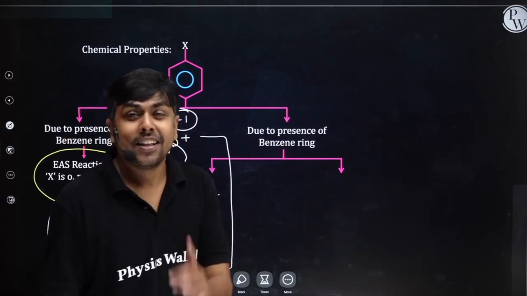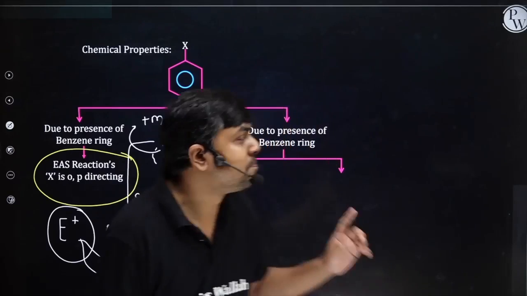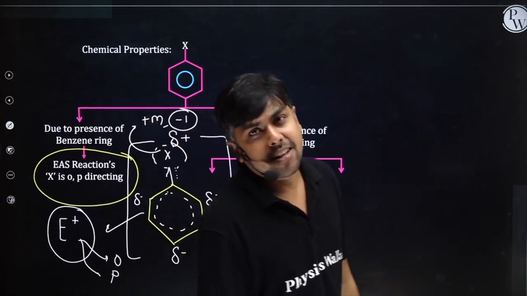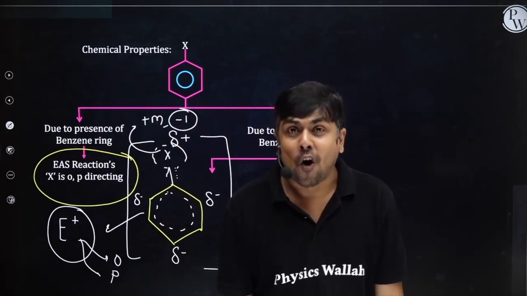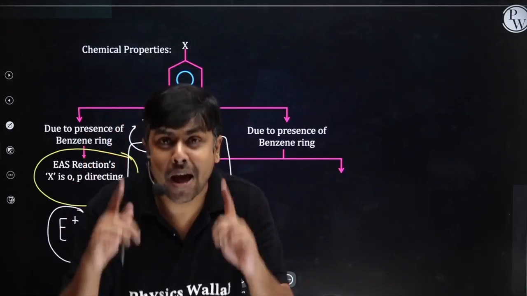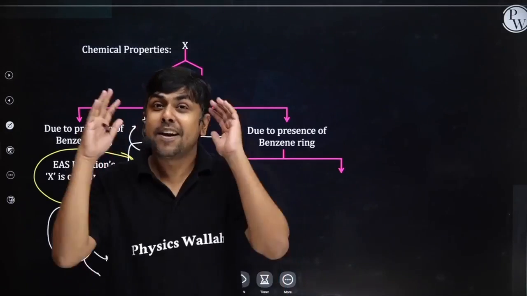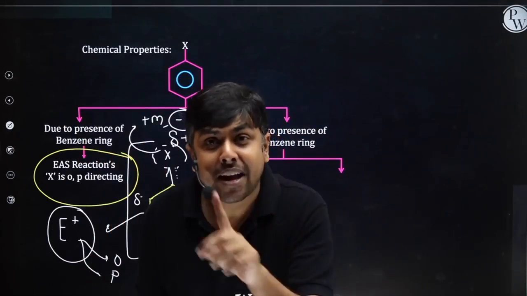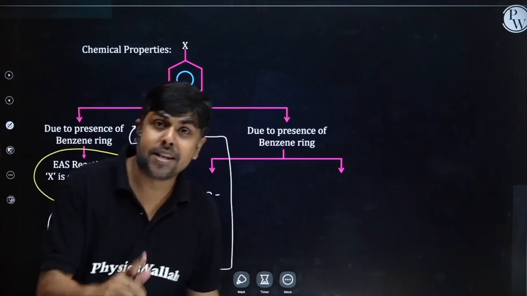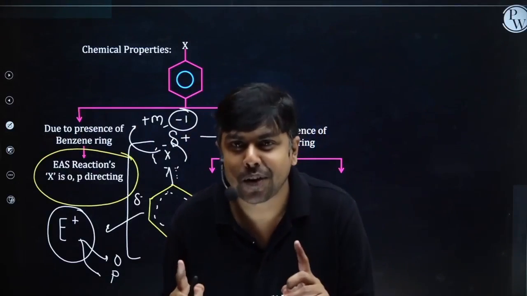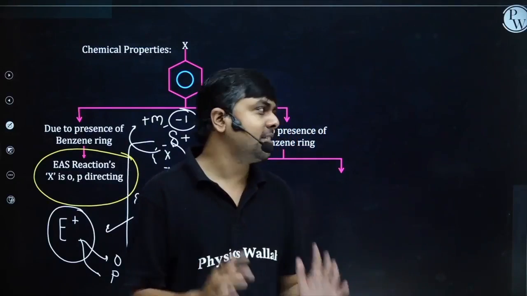Am I clear? Now at the ortho position, this minus I effect will be more dominating as compared to the para one. So the incoming electrophile will prefer to attack at the para position. So student, if halobenzene is treated with an electrophile, the para substituted one will be the major one and the ortho substituted will be the minor one. Am I clear, students? Okay.